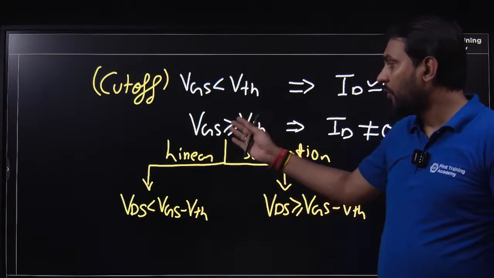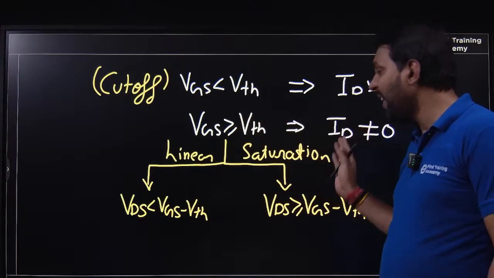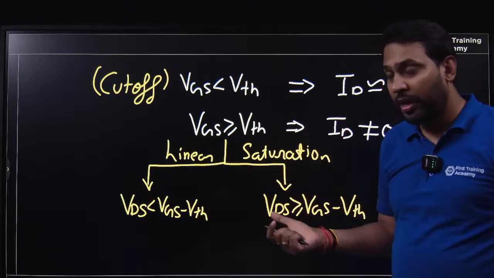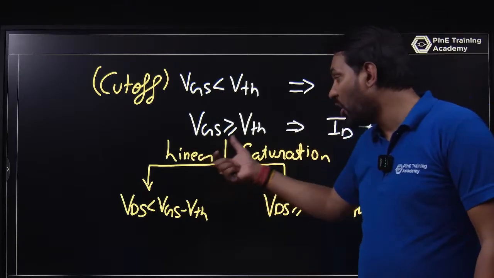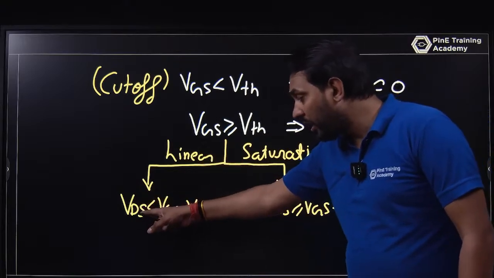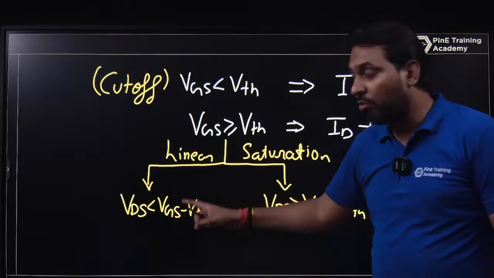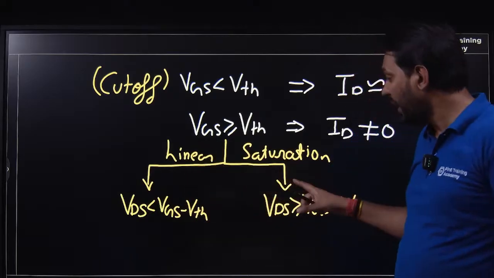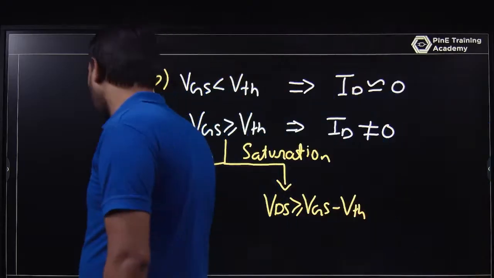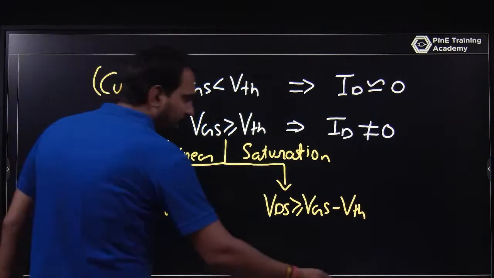So when VGS is greater than or equal to VTH, ID is not 0; ID has some value. It will be decided by linear or saturation. If VDS is less than VGS minus VTH, the MOSFET is in the linear region. If VDS is greater than or equal to VGS minus VTH, the MOSFET is in the saturation region. And both have different current equations.